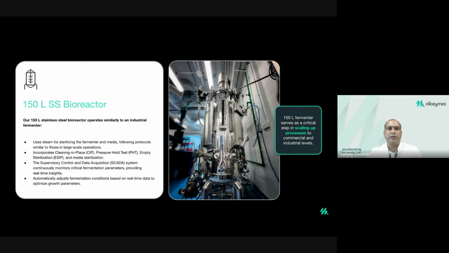This is a 100 liter fermenter where the geometric volume is 150 liter, but the working volume we operate is about 100 liter. And this is an industrial scale-down model where complete steam sterilization can be handled automatically, and media can also be sterilized, and it completely incorporates CIP and SIP and the pressure hold test. It automatically adjusts the fermentation conditions such as feed and pH control, and it has a SCADA system in it.